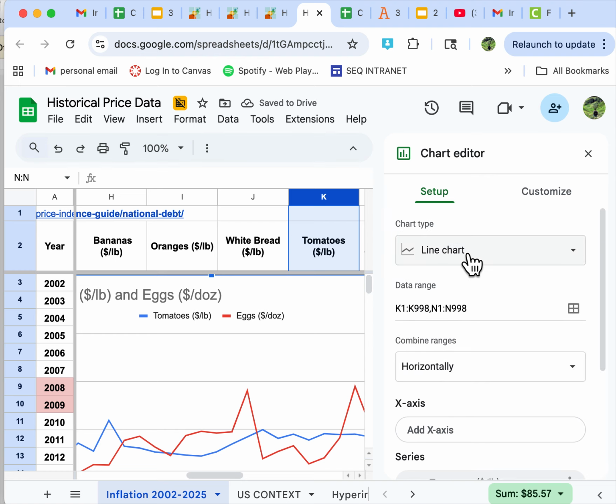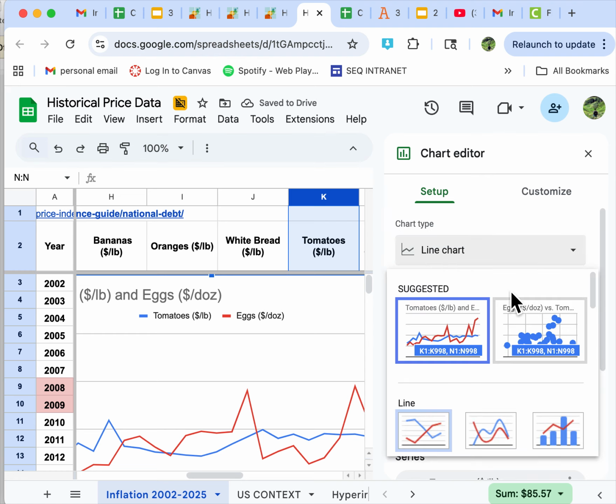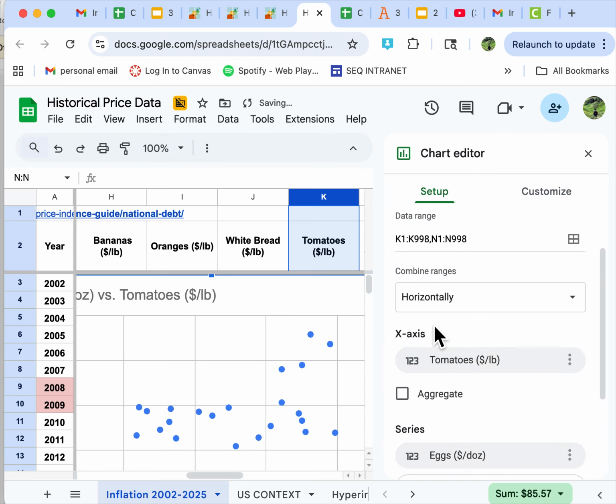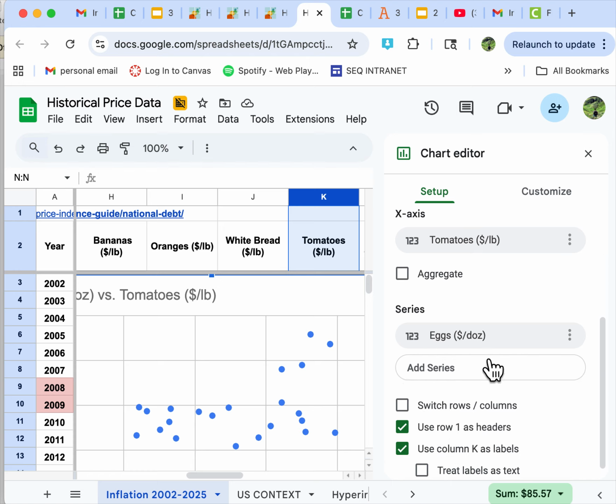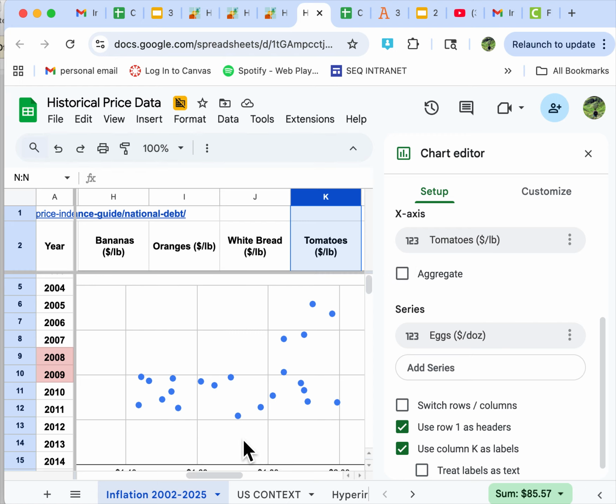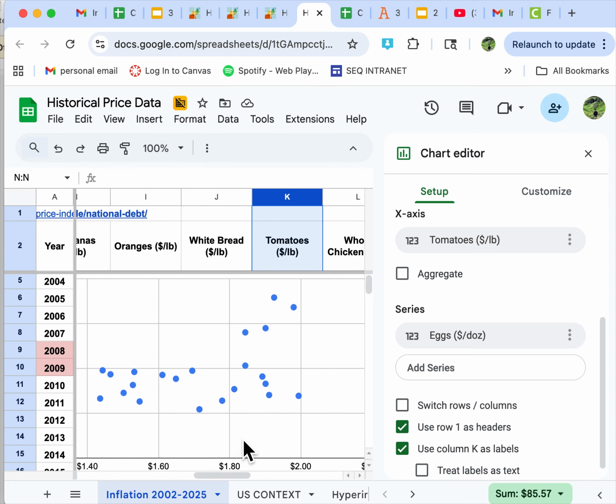You want to use the scatter plot, so the chart type is scatter plot. You want to make sure one of those variables is on the x, the other one on the series. If they're both on the series, it's not going to work. For this application, we're not going to aggregate, so we just want to see all the data points.